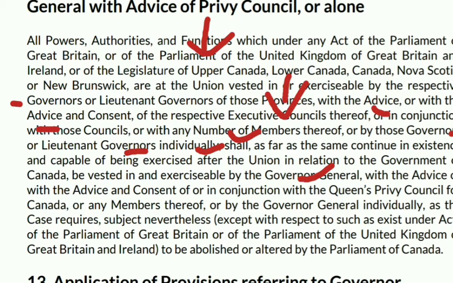As far as they are in exercise or are capable in relation to the Government of Canada, these are all vested and exercisable by the Governor General with the advice and consent or in conjunction with the Queen's Privy Council for Canada or any members thereof, or by the Governor General individually as the case requires, subject nevertheless, except with respect to such as exist under Acts of Parliament of Great Britain or Parliament of UK, to be abolished or altered by the Parliament of Canada.